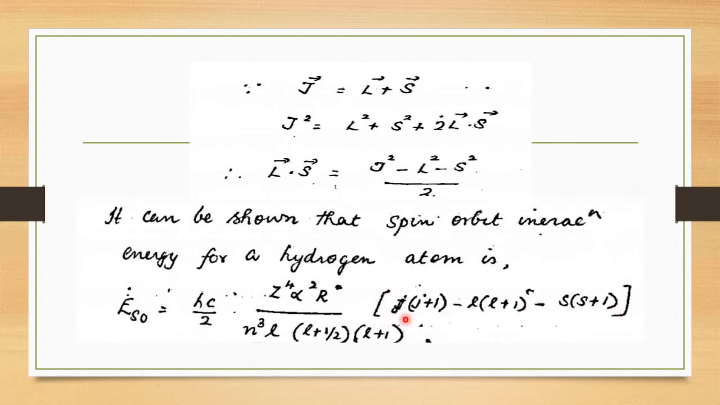These are the magnitudes of J, L and S. You know that the magnitude of J is root of J into J plus 1. So the magnitude of J square is J into J plus 1. Similarly, L square is L into L plus 1 and S square is S into S plus 1. Here we have alpha, which is called the fine structure constant, with value 1 by 137, which I discussed earlier, and R is the Rydberg constant. R is equal to minus E1 by hc.